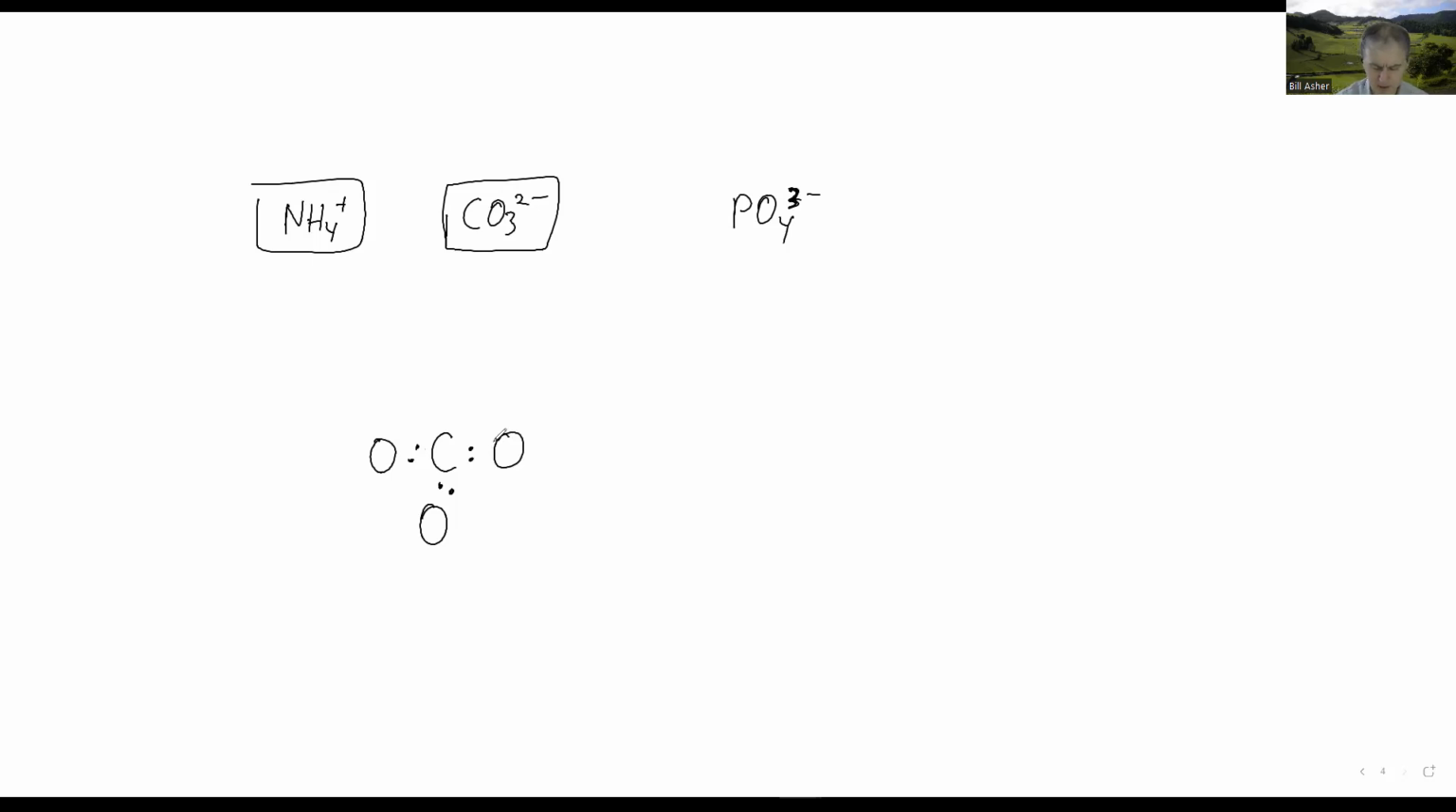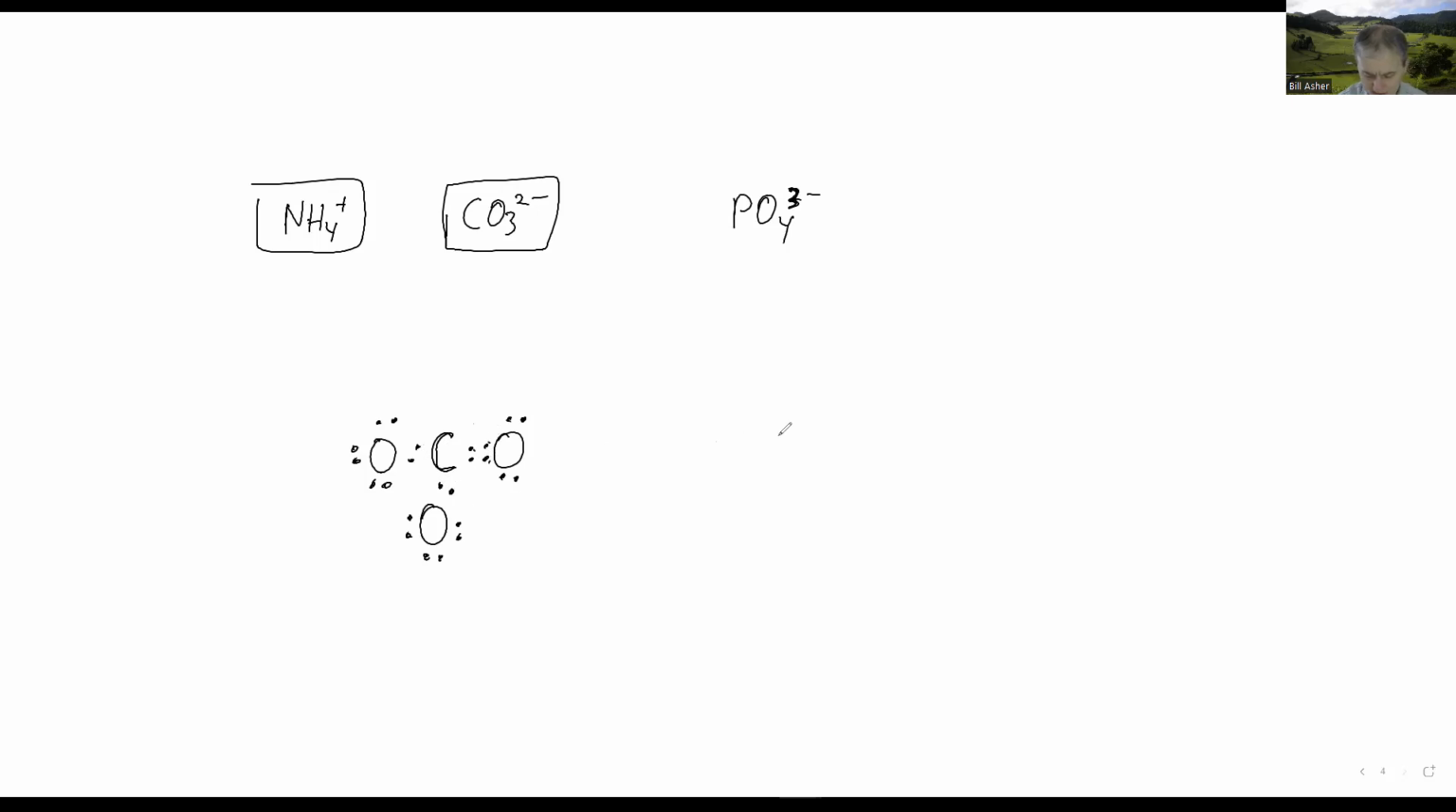And okay, so now we need to count 1, 2, 1, 2, right, 3, 4, 5, 6, 1, 2, 6. And this has a double bond. Okay. So you see what's happened here is now the central carbon has got 1, 2, 3, 4, 5, 6, 7, 8. 1, 2, 3, 4, 5, 6, 7, 8, right?